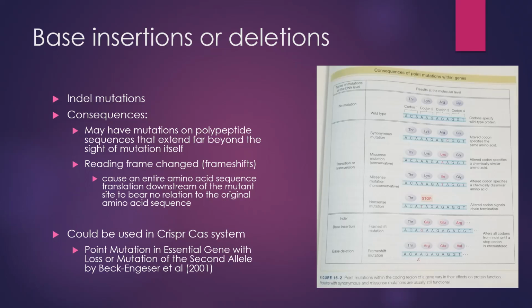This would extend the effect of a base pair mutation to the next stop codon in the new reading frame and make the mutation called a frameshift. Frameshifts cause the entire amino acid sequence translated downstream of the mutation site to bear no relation to the original amino acid sequence and cause loss of normal protein structure and function.